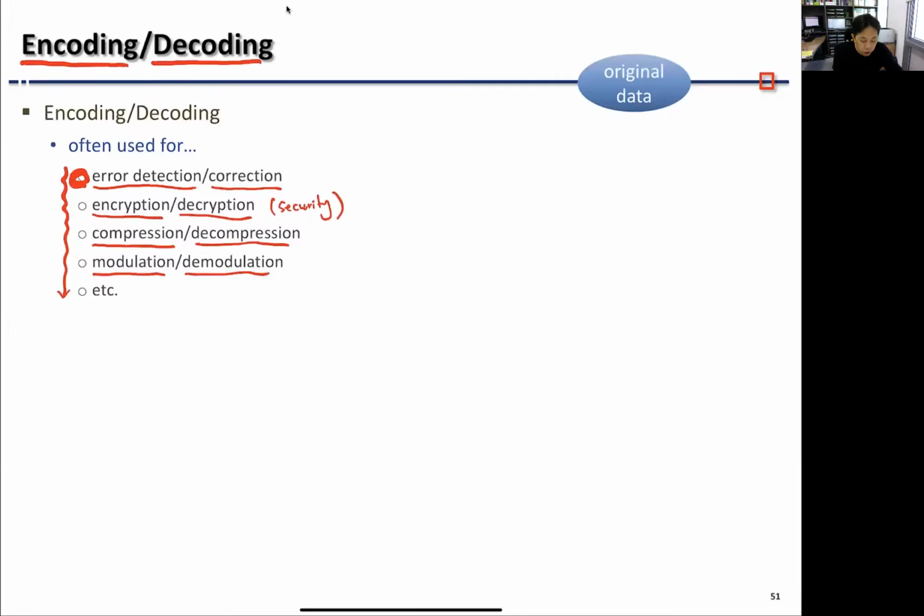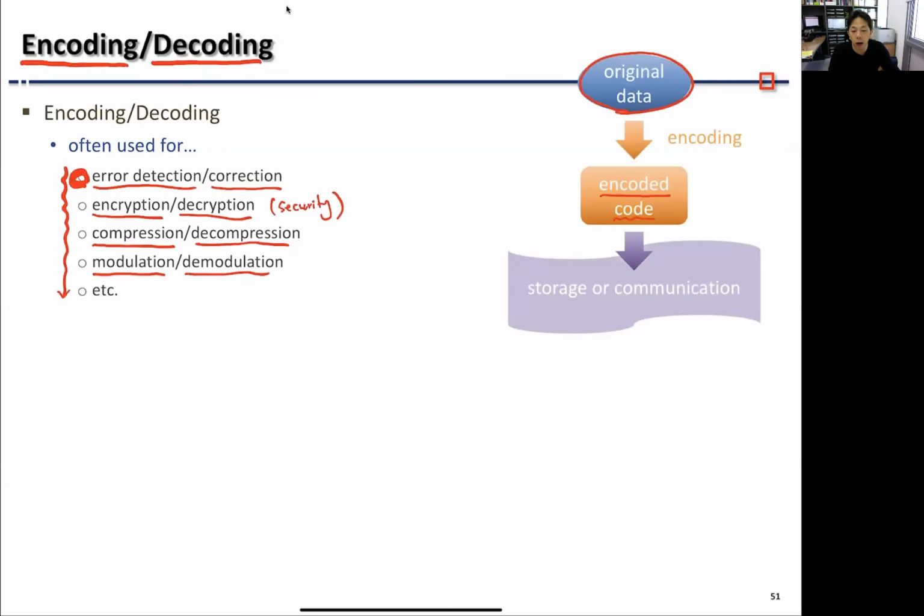Let's say you have this original data, and then you want to encode it using some encoding algorithm. The result that you get is the encoded code. You've transformed the original data. Why are we doing this? Usually for storage and communication.